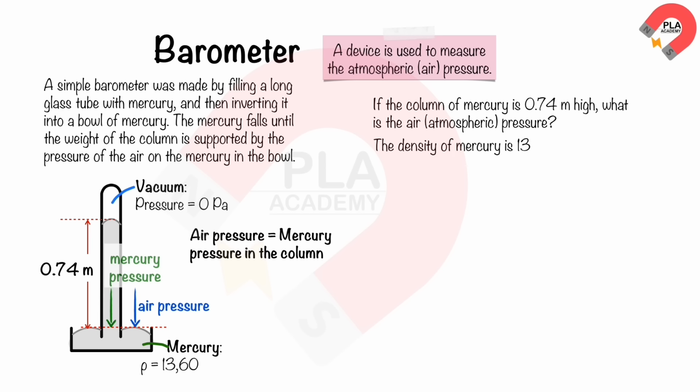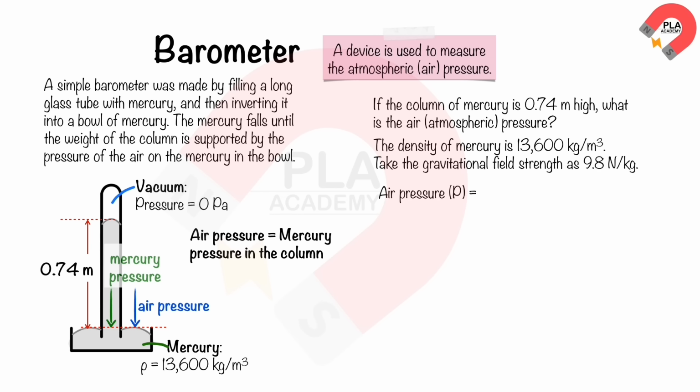The density of mercury is 13,600 kg per cubic meter. Take the gravitational field strength as 9.8 newtons per kilogram. The air pressure is equal to rho g h. Substituting rho equals 13,600, g equals 9.8, and h equals 0.74. So, P equals 98,600 pascals.